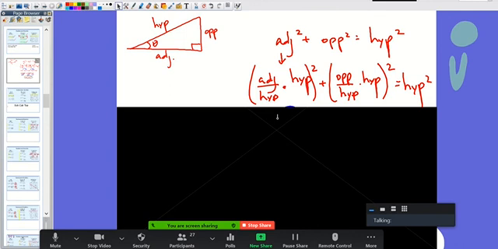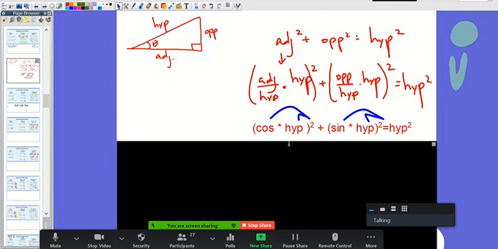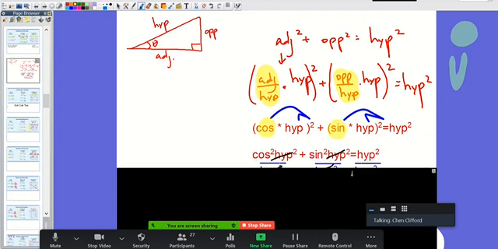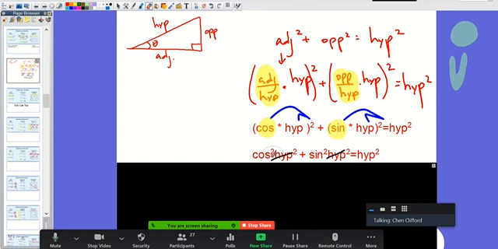All right. Now, watch this. Adjacent over hypotenuse is basically cosine. Opposite over hypotenuse is sine. Look at how those yellow highlights are equal to each other. Ignore the blue strands. Then we're going to revisit the blue strands and distribute the exponent. And we get that so far.